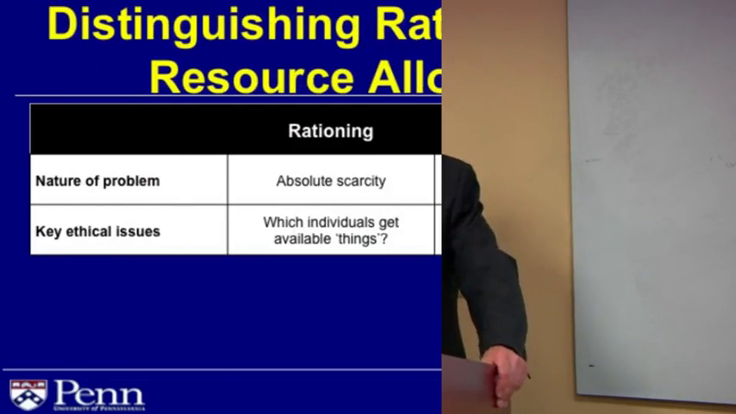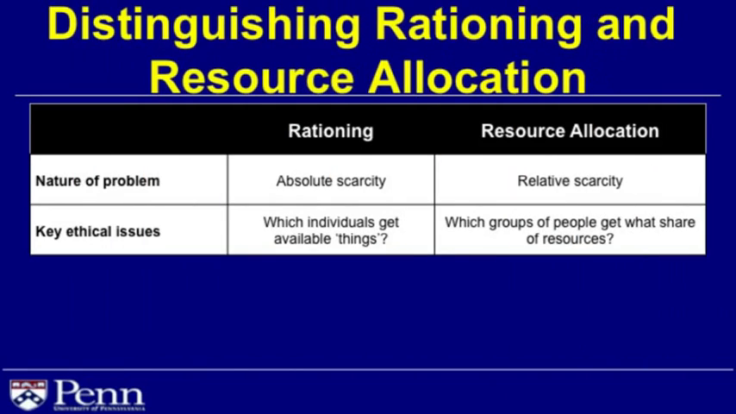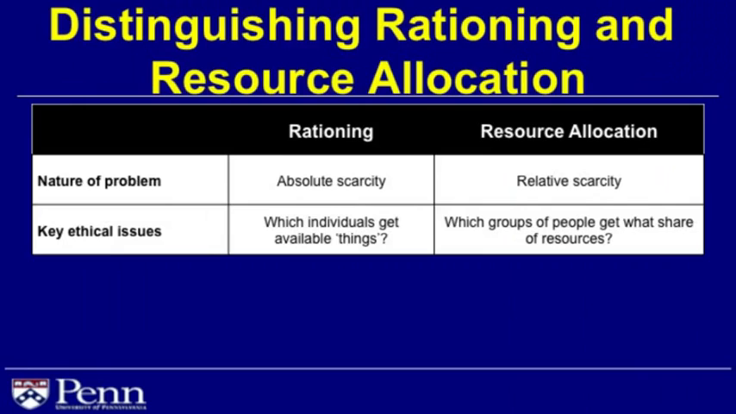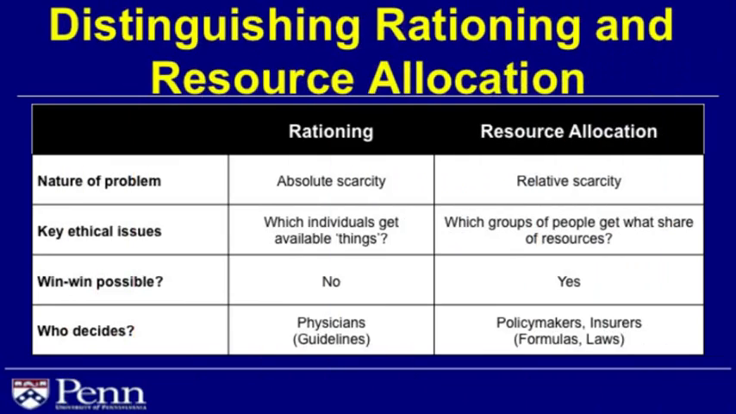What are the key ethical questions? Well, when you come to rationing, it's which individuals get the limited number of goods, whether it's medication or dialysis machines you have. Therefore, some people are going to get it and others aren't. Resource allocation is which groups of people will share in the resources. It's not about picking individuals, it's about picking groups where you could, if you had more money, supply them. Are there win-win possibilities? Well, in rationing, there are no win-win possibilities because you're limited by the number of goods you have. Whereas resource allocation, you can create a situation where everyone is benefited.